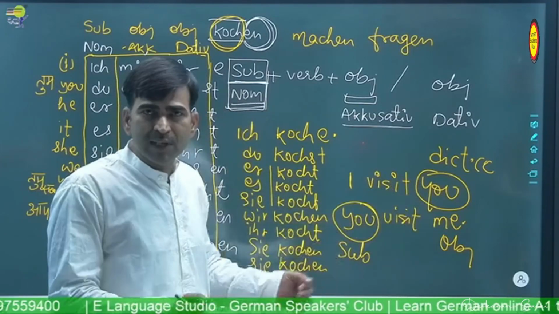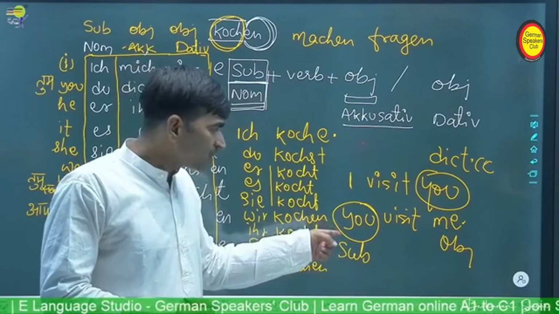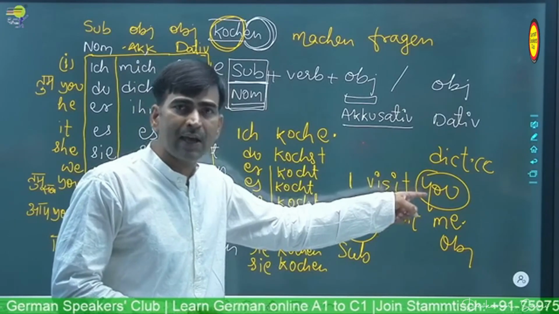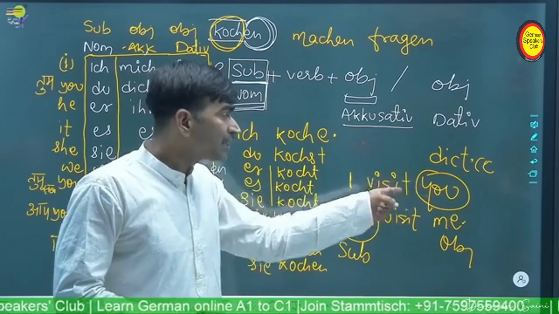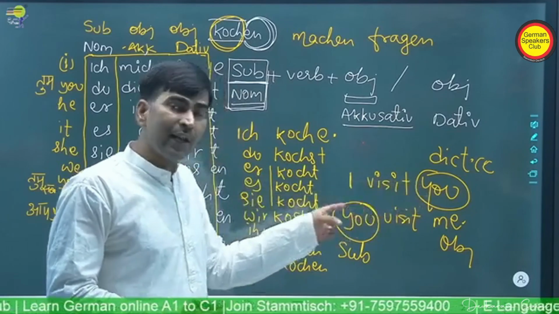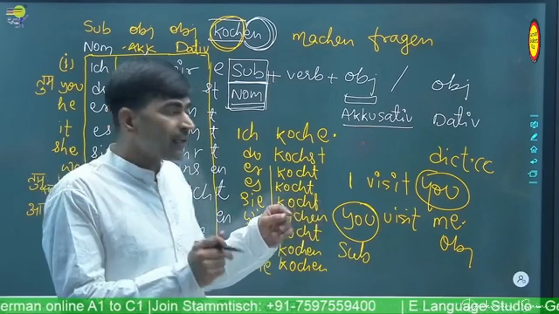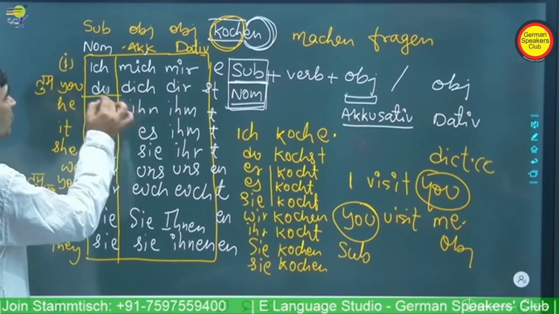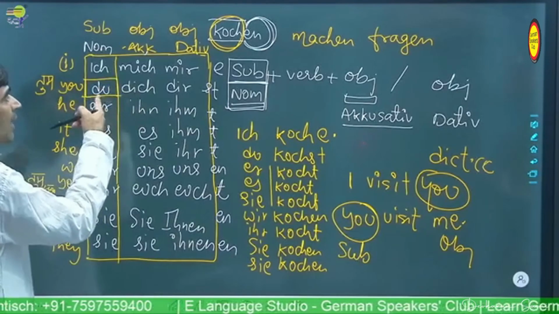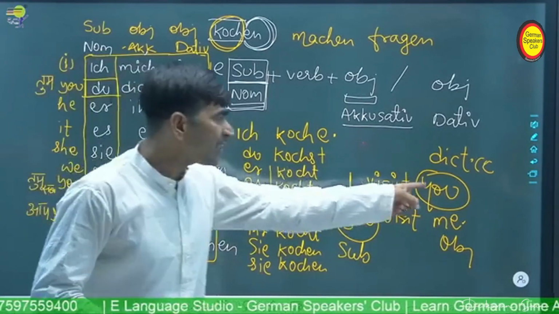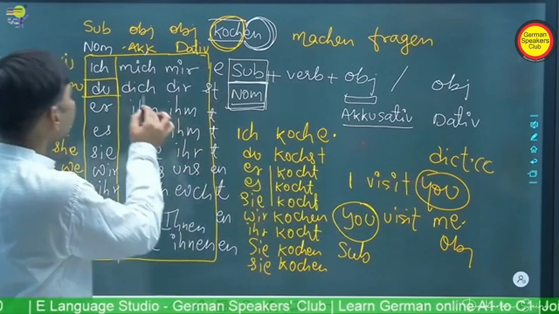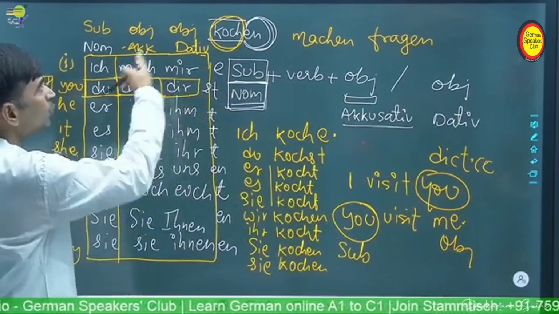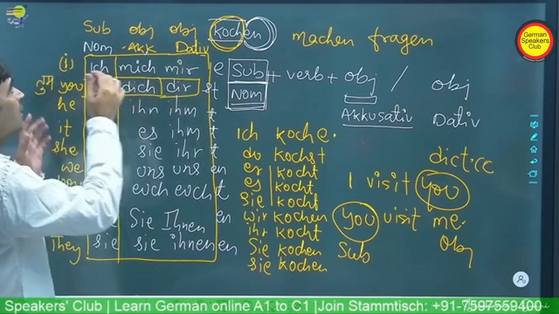So here the subject is you. In the previous sentence, I visit you, you is not the subject. It means that this you and that you are different. But here the subject is you, so perhaps I am talking about du. But in the first one, I visit you, this you could be dich or dir. That is the most important thing that has to be understood.